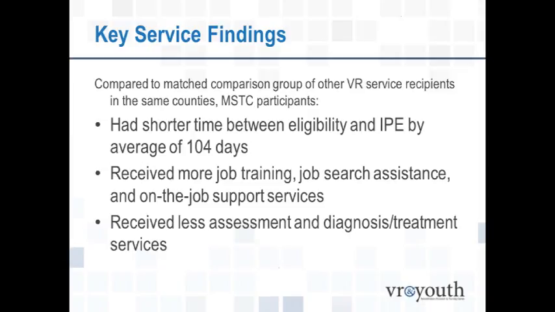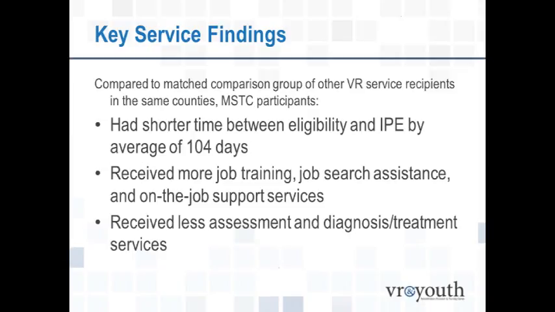Now, this makes sense because if their cases are opened earlier and the collaboration is happening between schools and vocational rehabilitation, information is shared more quickly, the student is engaged more quickly, and so the IPE is developed in a much shorter time frame. So that makes the service initiation earlier, and the student receives services earlier than is typical.